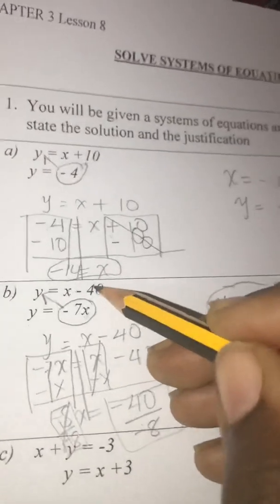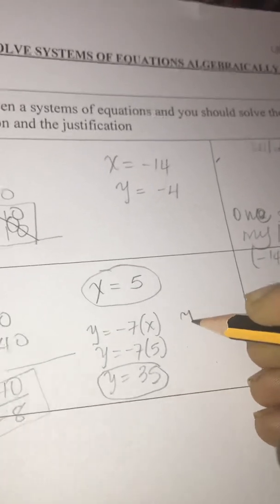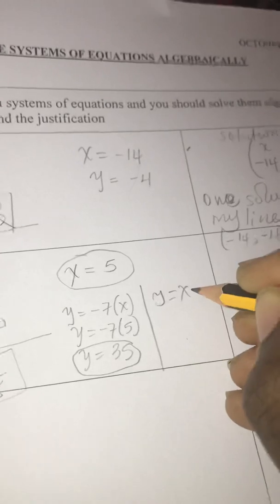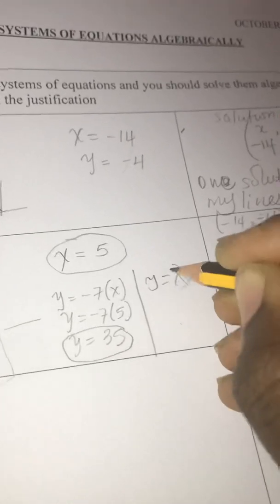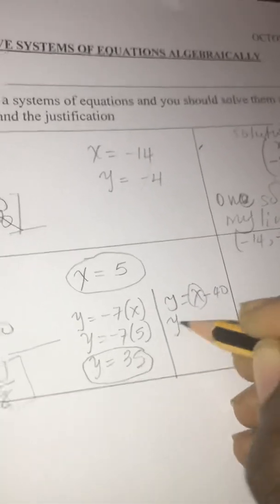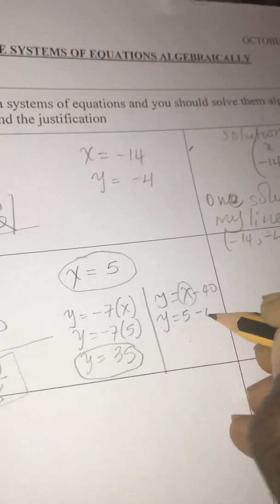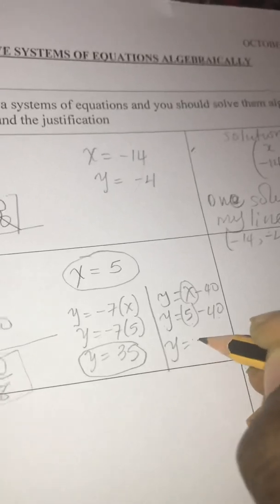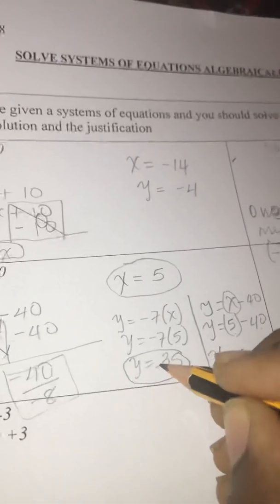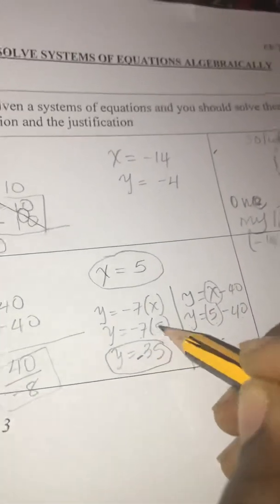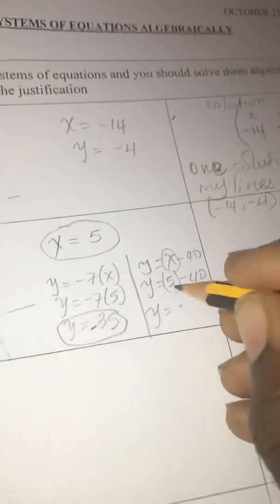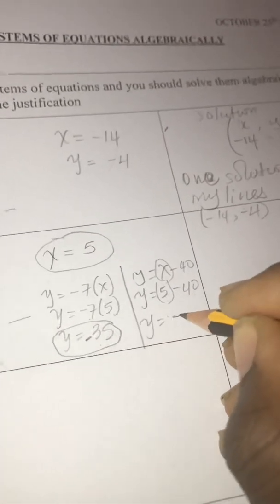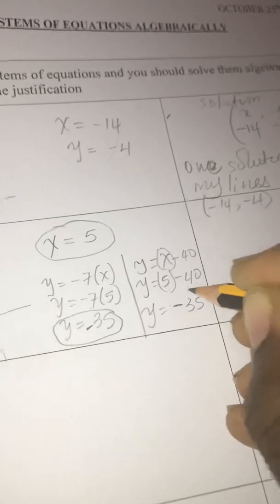I will check with this one if it will give me 35. Y is equal to x minus 40. I will bracket. Y equals 5 minus 40. And 5 minus 40 is negative 35, because a negative times a positive is a negative. So 5 minus 40 is negative 35.